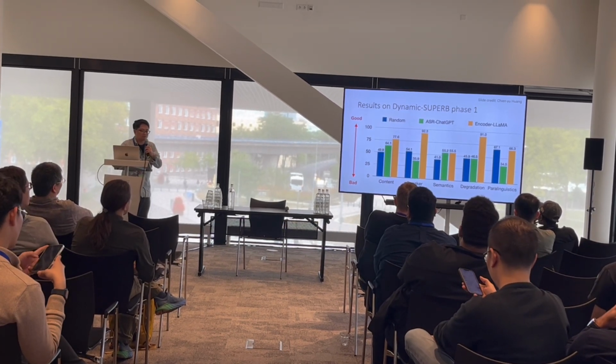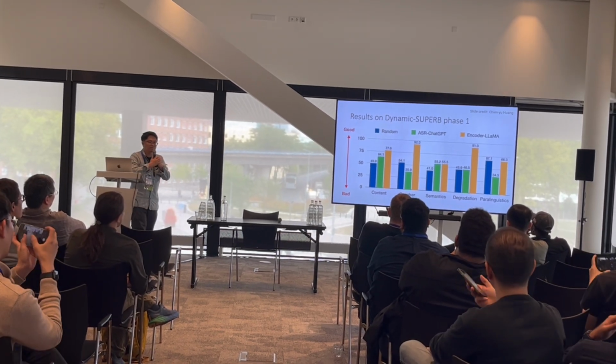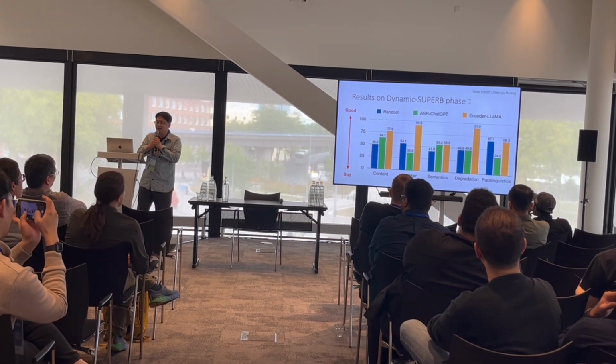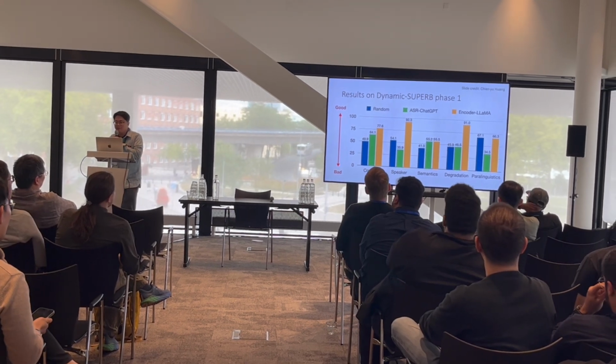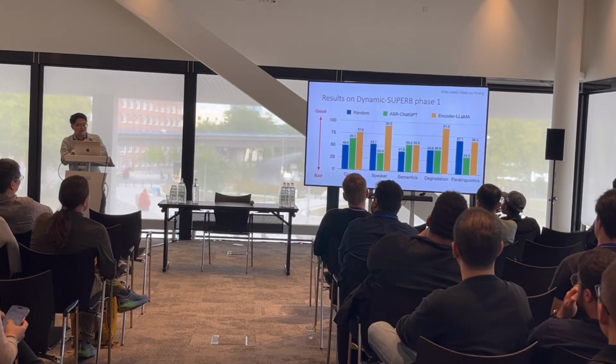So here we show the average result on different categories. Here we show the accuracy, so the larger, the better. The blue bar is the result of random. So worse than random means your model is really very poor.